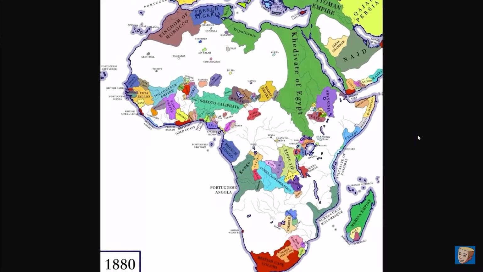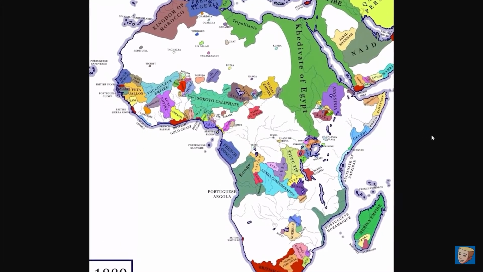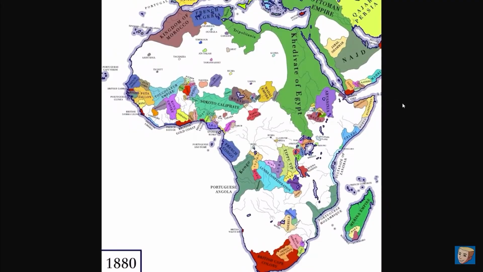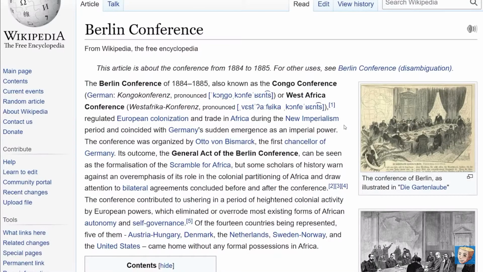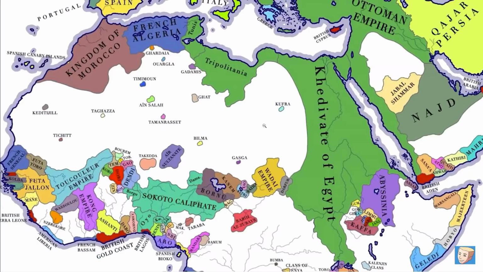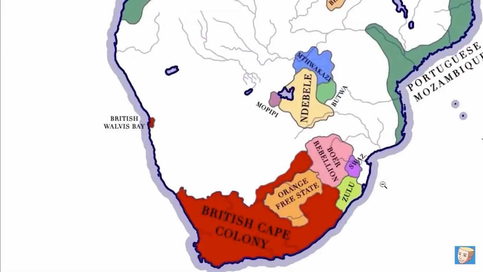So here's a map of Africa if the Berlin Conference never happened and the following decades of what it would look like. So in our timeline, the Berlin Conference regulated European colonization and trade in Africa during the new imperialism period. So at the start here, things shouldn't look too different. We still have the Ottoman Empire, Egypt, French Algeria, and the Kingdom of Morocco. And of course, there's the British South African colony down here.